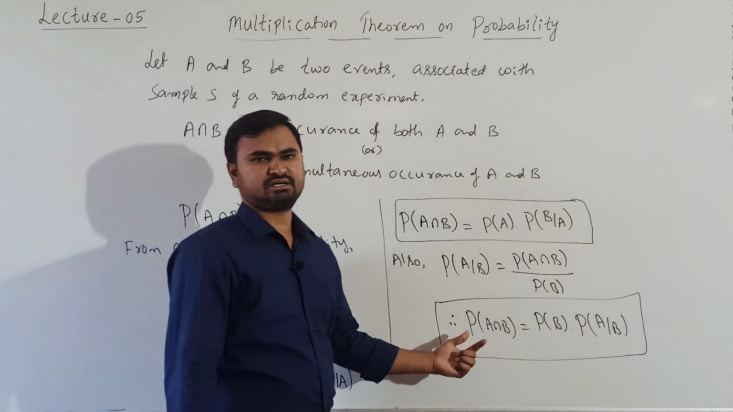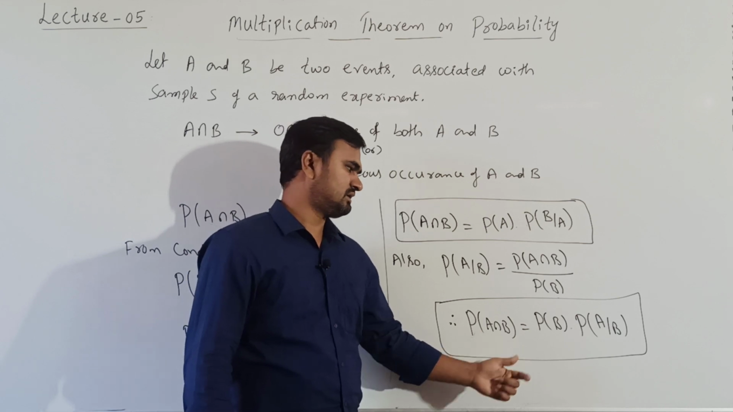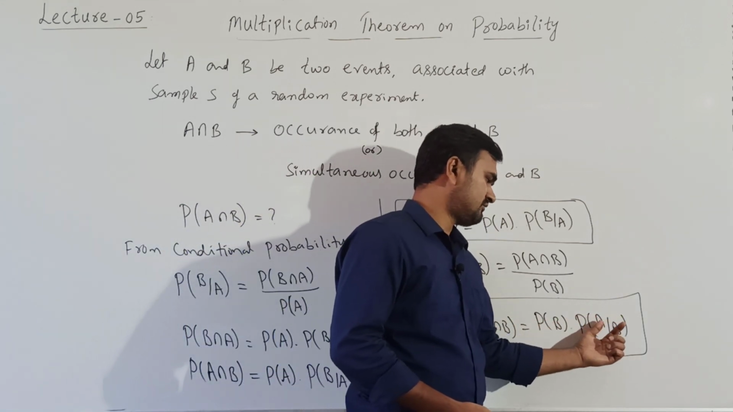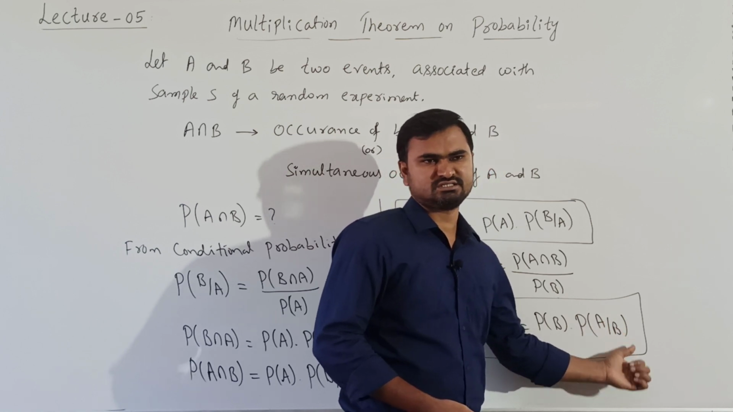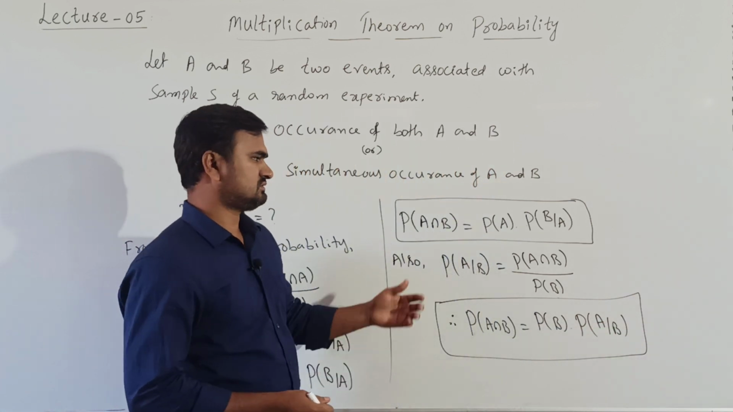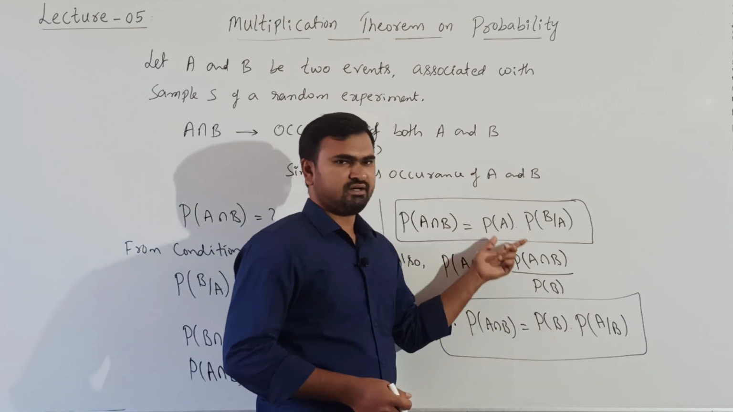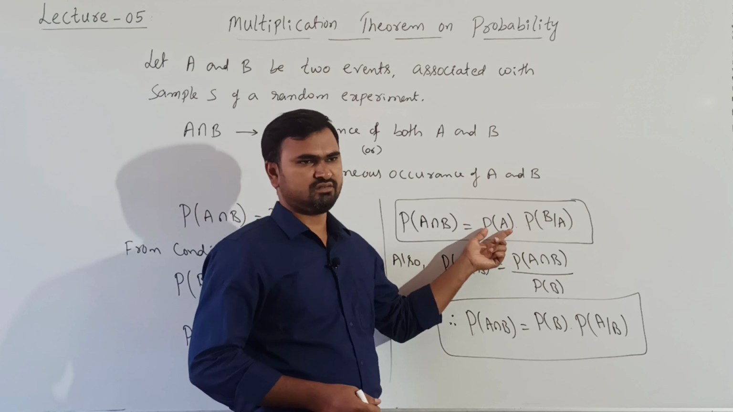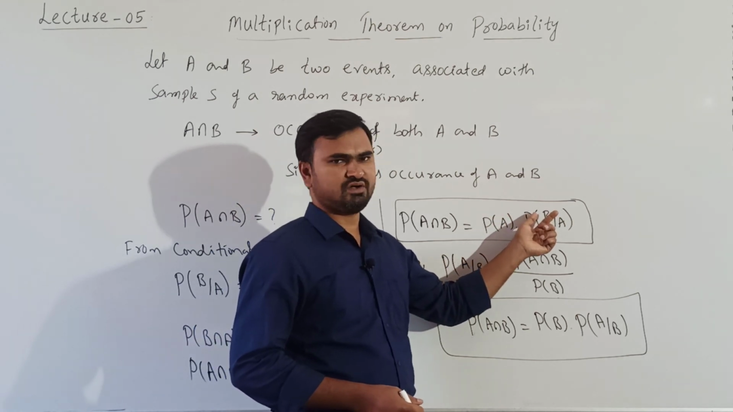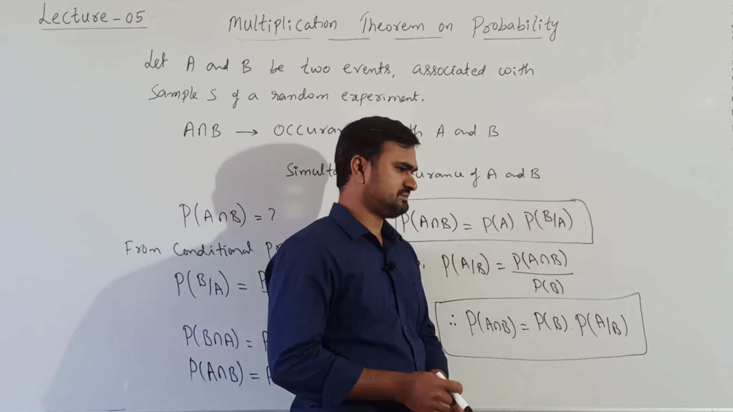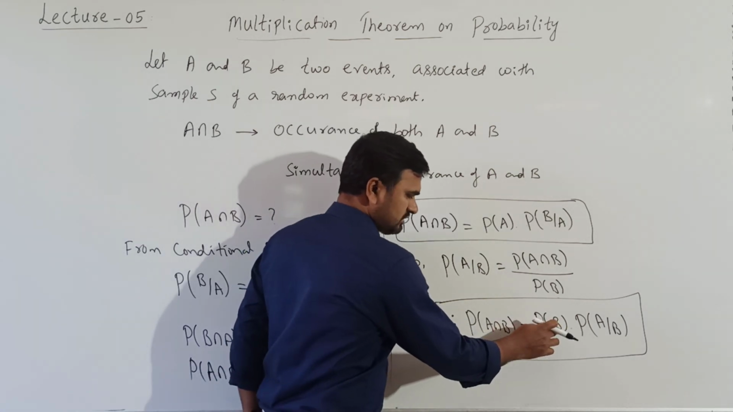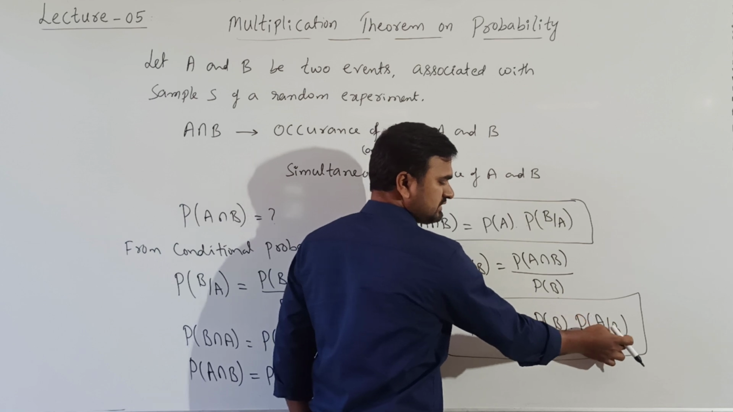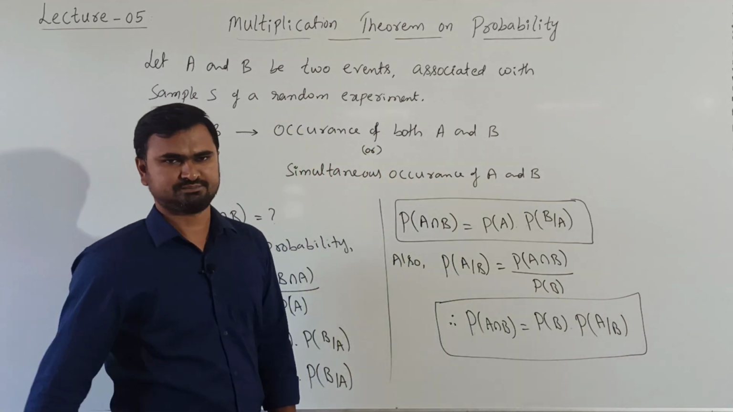Simultaneous occurrence of both the events A and B is written as probability of B into probability of A given that B has already occurred. So we can take it in any way. Here I am taking first A happening, then the probability of occurrence of B knowing that A has happened already, or the probability of occurrence of B, then the probability of occurrence of A knowing that B has already occurred.